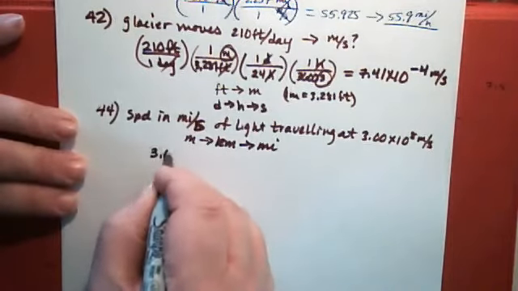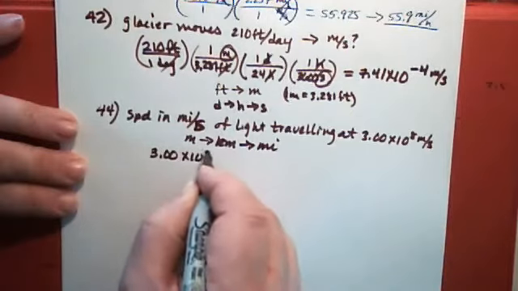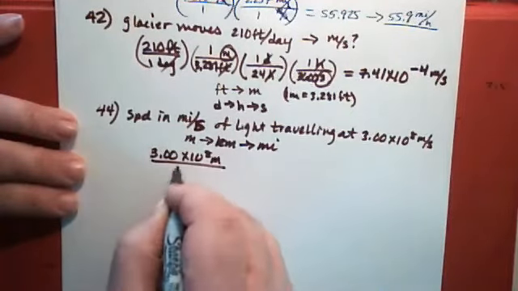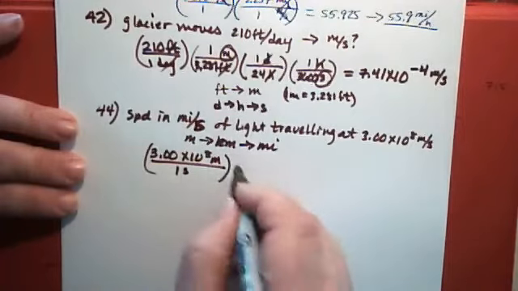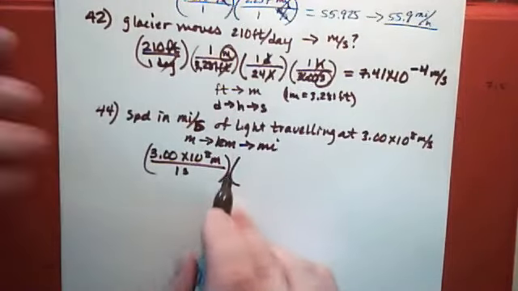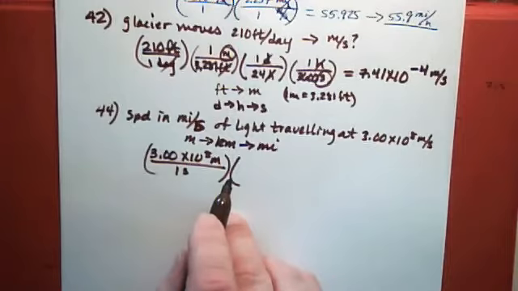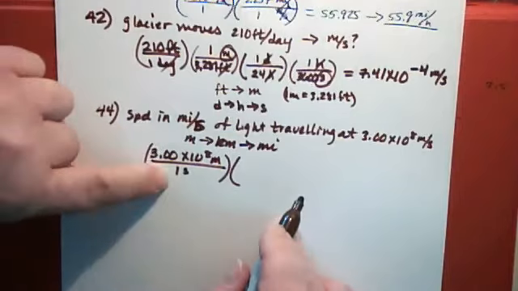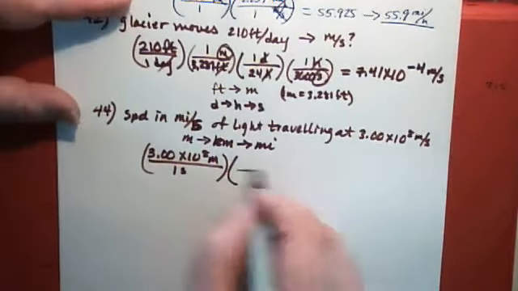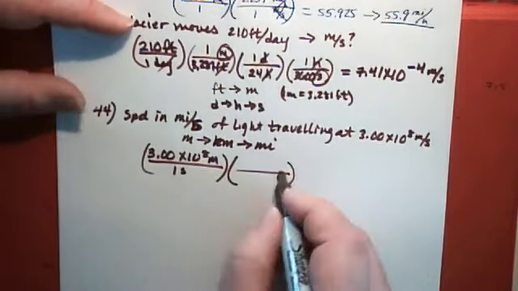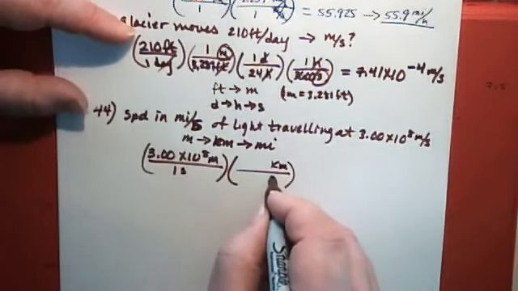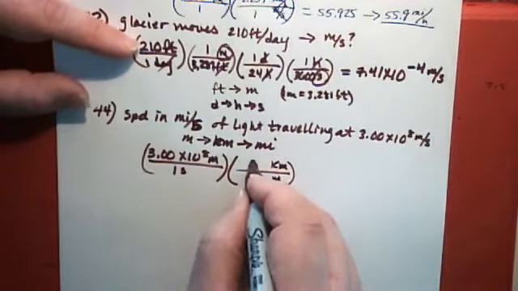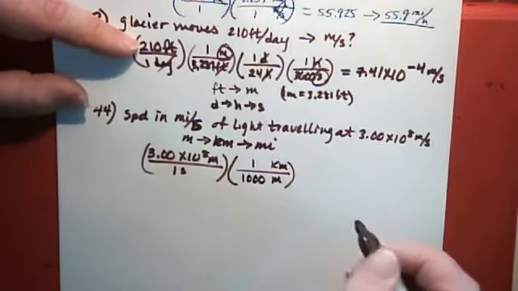What we have is 3.00 times 10 to the 8th meters for every 1 second. And since this is a case where you don't have one conversion factor that will change both units at once, you definitely want to write this as explicitly one thing over the other. So it's 3 times 10 to the 8th meters over 1 second. And we want to go from meters to kilometers. So kilometers goes on top, meters goes on the bottom, and there's 1 kilometer for every 1,000 meters.